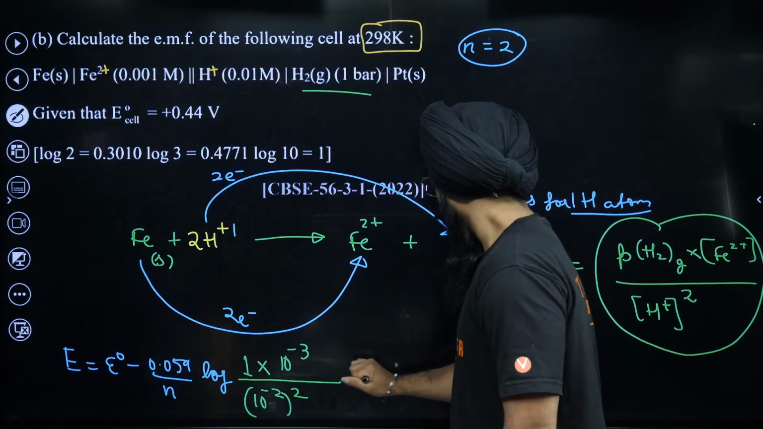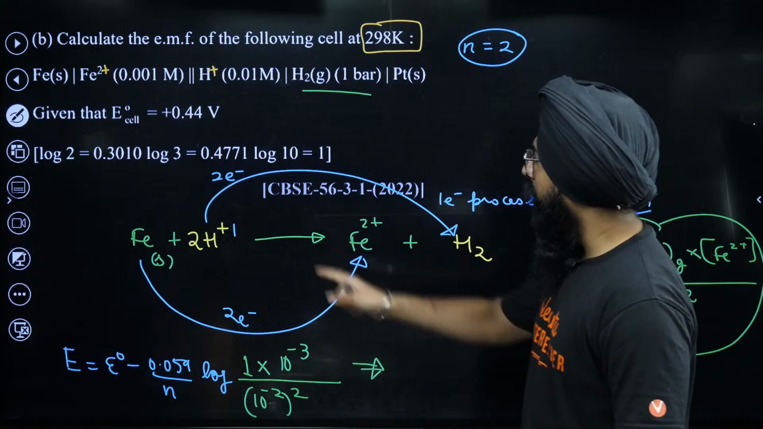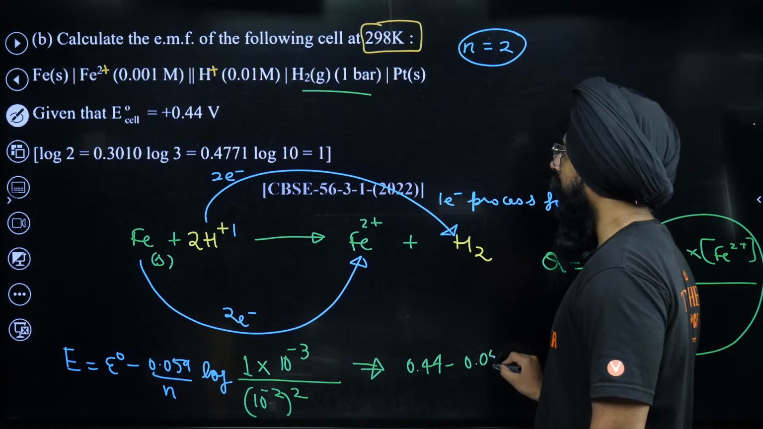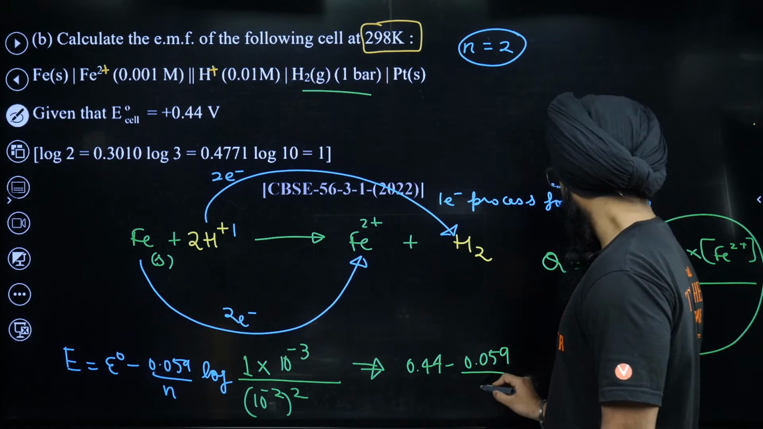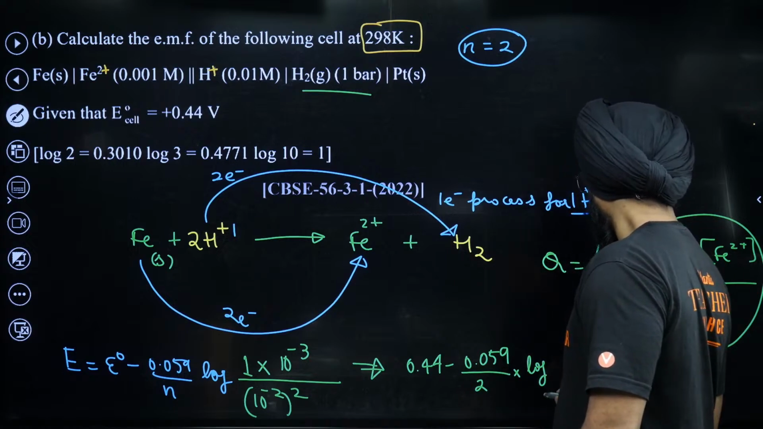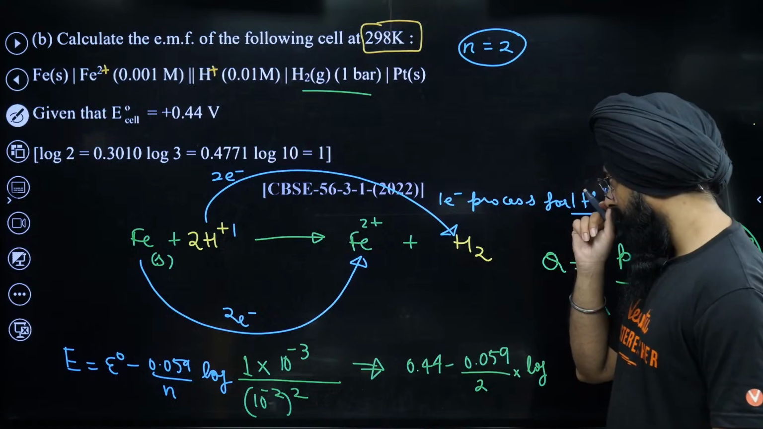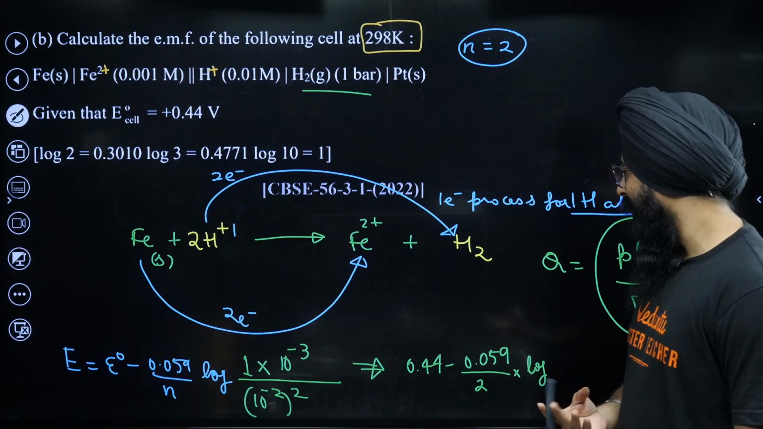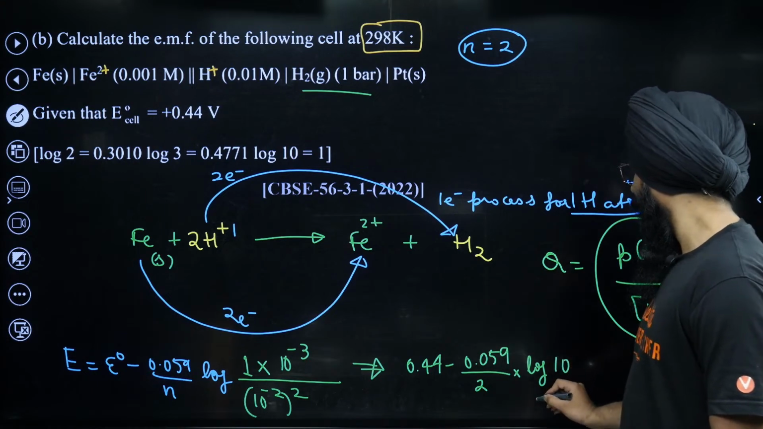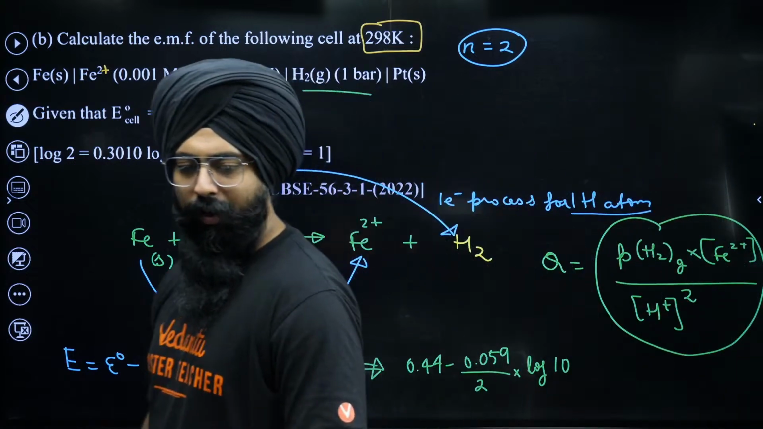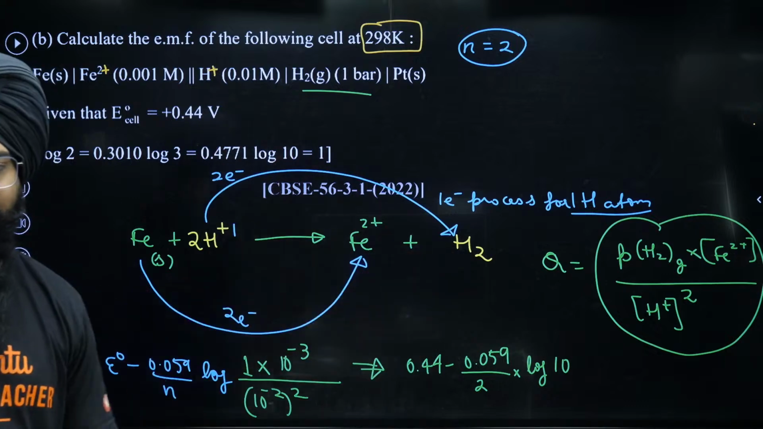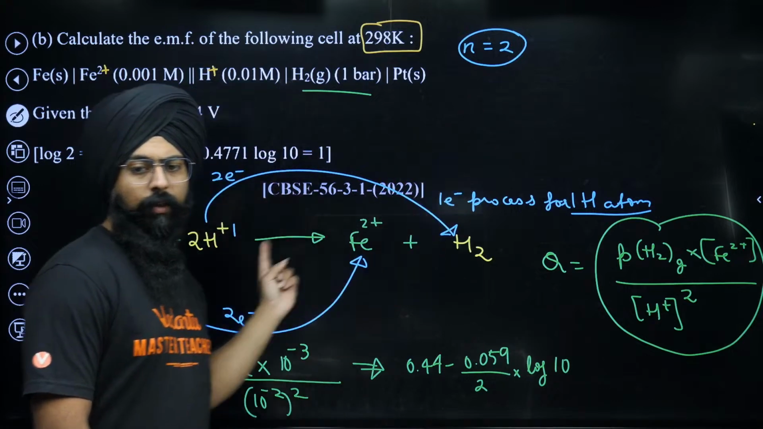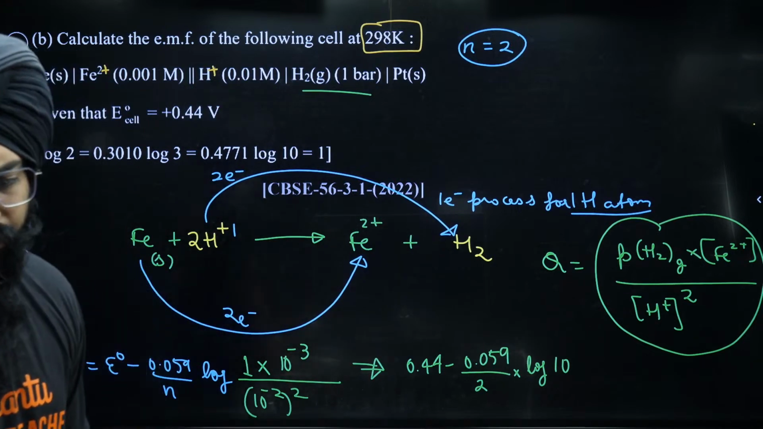Simple as that. So people, what will be the answer? E naught cell is given 0.44 minus 0.059 upon 2 into log of, this is what? Log 10 only, no? Yeah, if I'm not wrong, that's all you have to do. 0.44 minus 0.059 by 2. Do the calculation, simple. Just the n value is 2. We've calculated it over here. Please rewind and see if you missed that part.